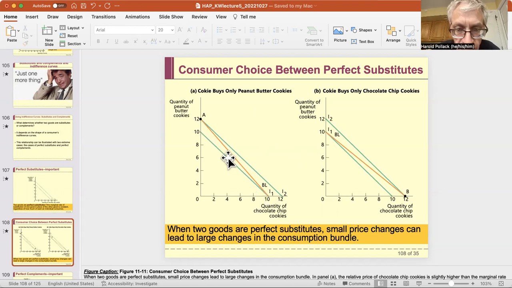And these green things are my indifference curves. I really don't care what the color is of the cookie. I'm just going to buy the cheaper one. So if the peanut butter cookies are just a little cheaper, I'm going to be at A. I'm just going to buy all of the peanut butter cookies. Now here we kind of have the opposite situation where the chocolate chip cookies are a little cheaper. So now I'm just going to want to be at B.